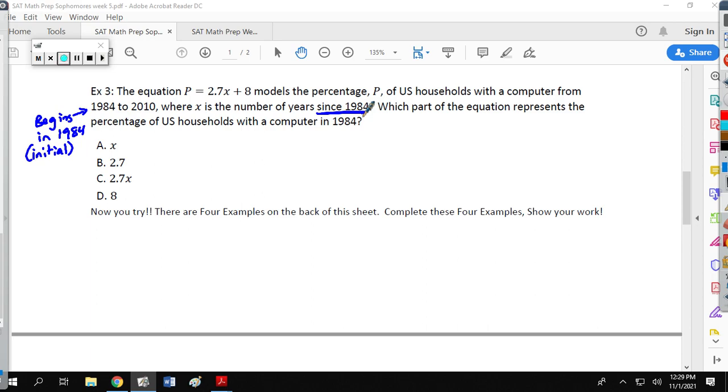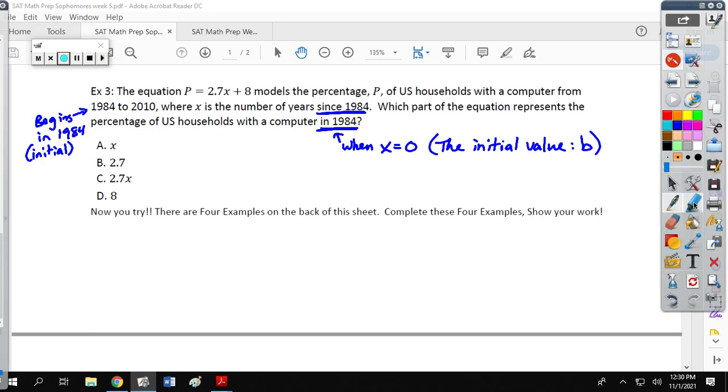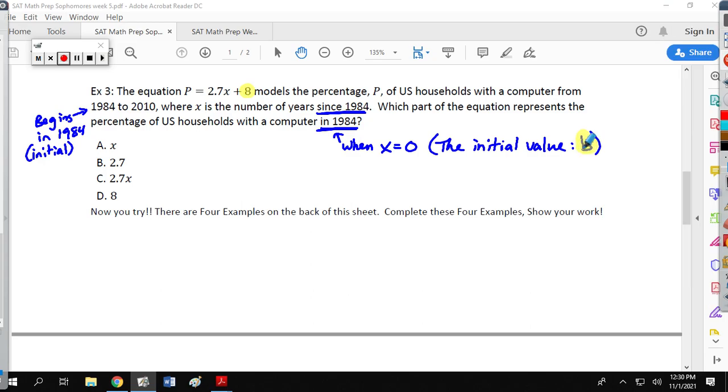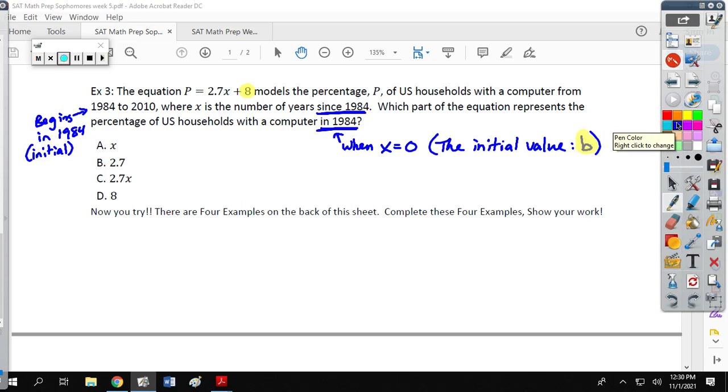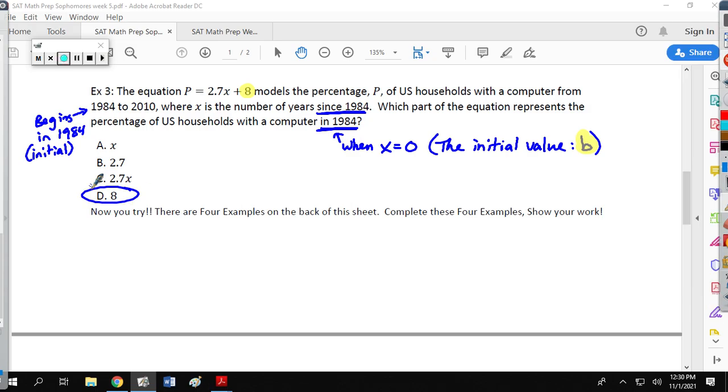Which part of the equation represents the percentage of U.S. households with a computer in 1984? Well, this is when the problem begins. So that would be when x is equal to 0. In other words, it is the initial value of the problem, which is our b value. So if we're looking for the b value in the equation, that would be the thing that is not attached to the x, which means the correct answer is that 8% of U.S. households had a computer in 1984.